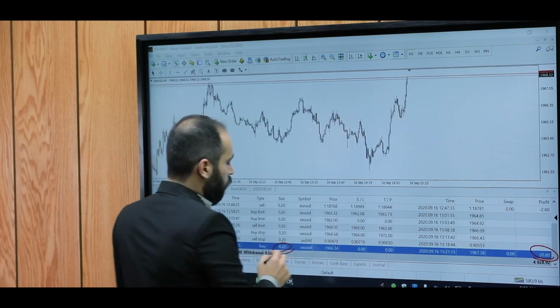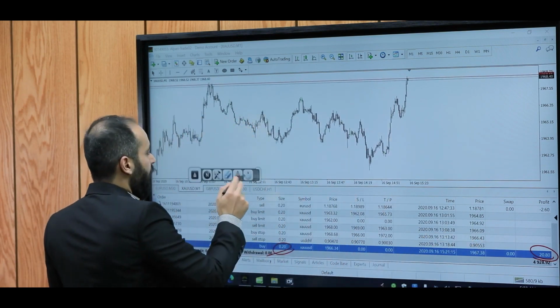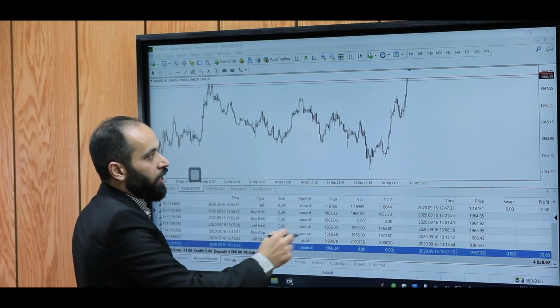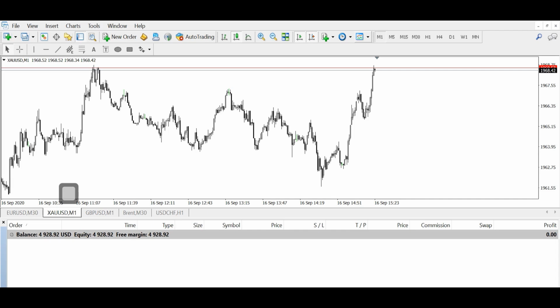So it was 2/10 of a lot. We made $20, but at today's rate, that's worth 540,000 tomans. But in just 5 minutes. This type of trading is called scalping or short-term trading. Okay, now we're getting familiar with the terminal window. In this section, we can see that the balance, equity, and free margin are displayed.